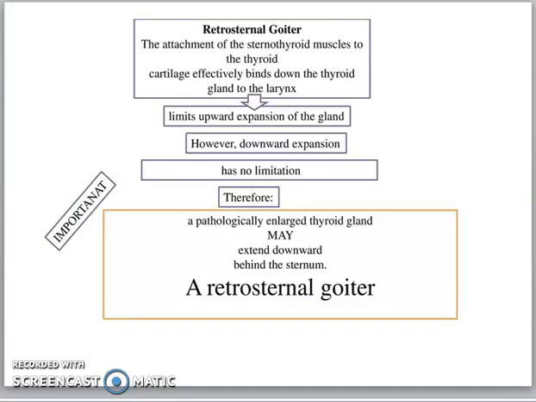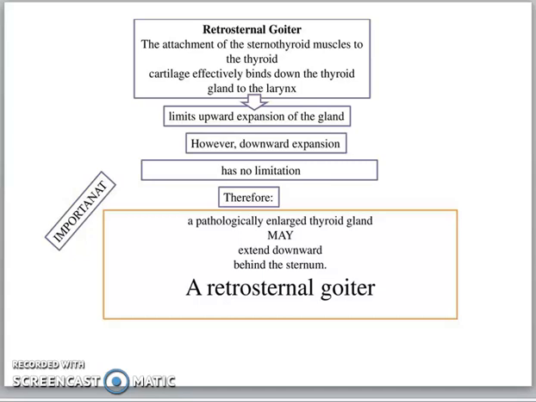An important point here: we talked about the enwrapment or the enshrinement of the thyroid gland. Okay, so there is what is called retrosternal thyroid or goiter. Now recall, we have said that the pretracheal deep fascia of the neck keeps the thyroid gland in position. Now the attachment of the sternothyroid muscles to the thyroid cartilage effectively binds down the thyroid gland to the larynx. This also limits the upward expansion of the gland. However, the downward expansion has no limitation.